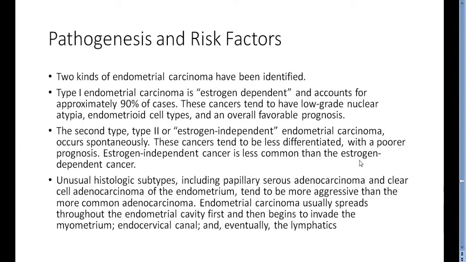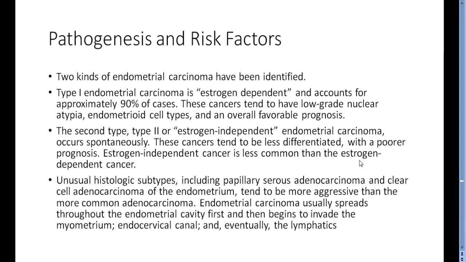Two kinds of endometrial carcinomas have been identified. Type 1, we call it estrogen dependent, accounts for approximately 90% of cases. These cancers tend to have low-grade nuclear atypia, endometrioid cell types, and usually these patients have better prognosis. The second type of endometrial cancer is type 2 or estrogen non-dependent. These patients usually have less differentiated carcinomas with poor prognosis.